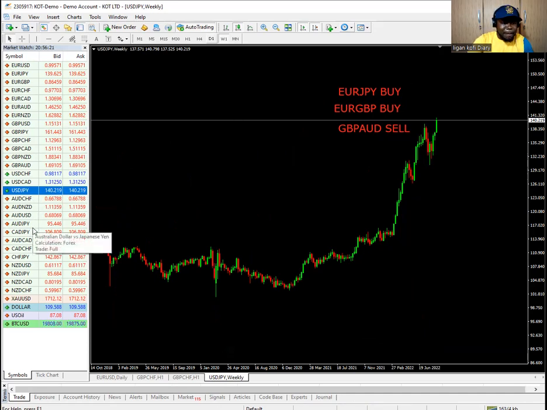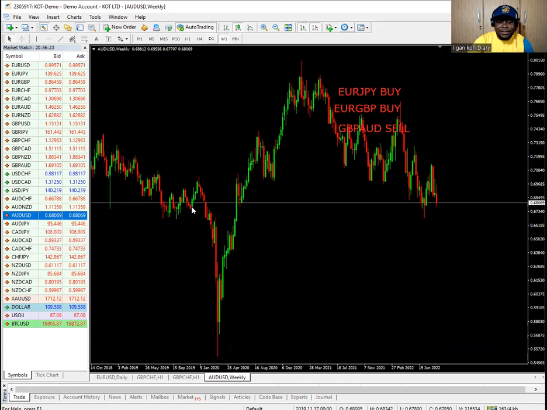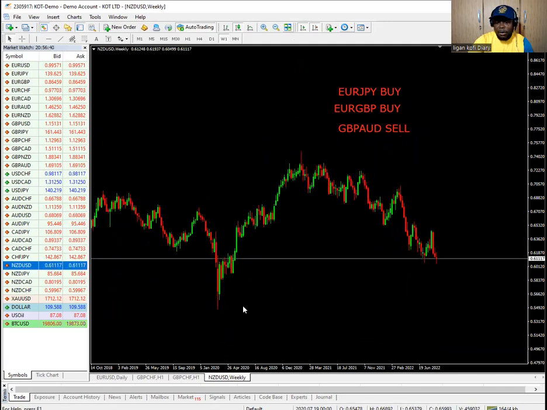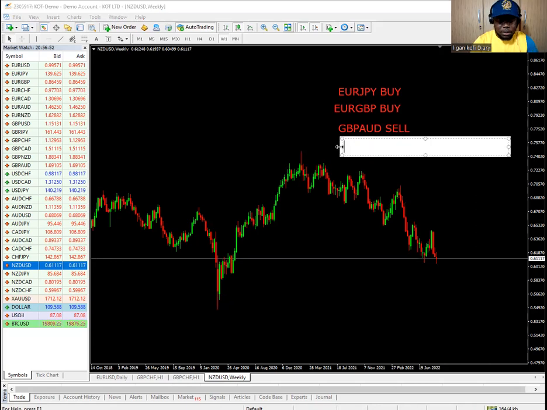What of AUD USD? Okay, on a sell. What do you think? Yes, sell. Yes, AUD USD sell. Maybe let's add that too. And then let me see NZD USD too. Okay, they are all making their way down. So you can add these two, okay? Let's add those two. Yes. So we've gotten our 5 trades.